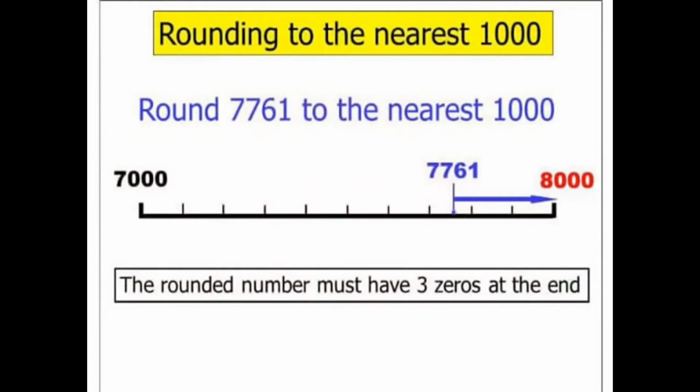Next example is round off 7,761 to the nearest 1,000. Now here students, you can see on the number line that the thousands nearest to 7,761 are 7,000 and 8,000. But 7,761 lies closer to 8,000. So 7,761 rounded to thousands gives 8,000. And you can make an important note here that the rounded number must have 3 zeros at the end. Hopefully it is clear to you.